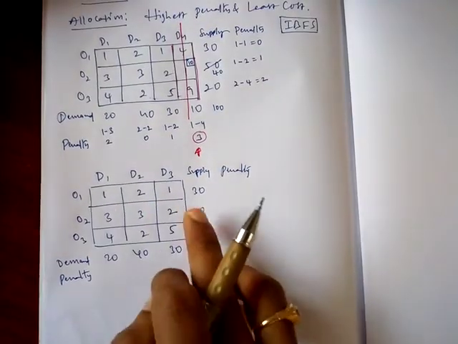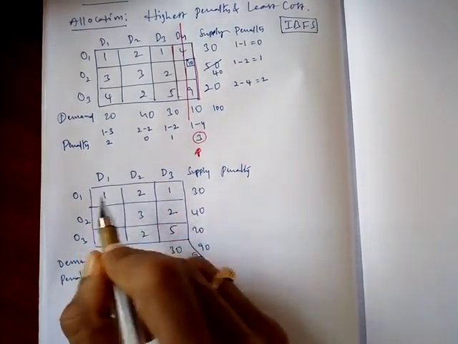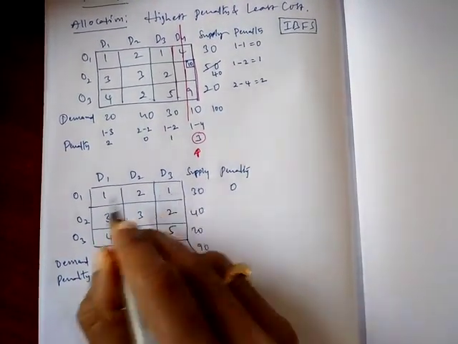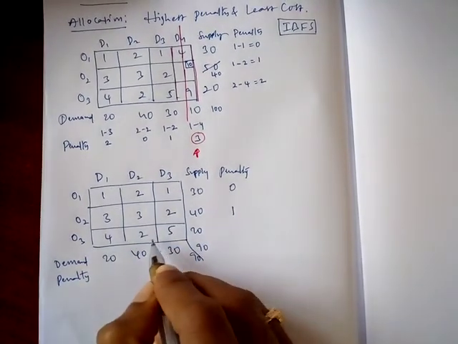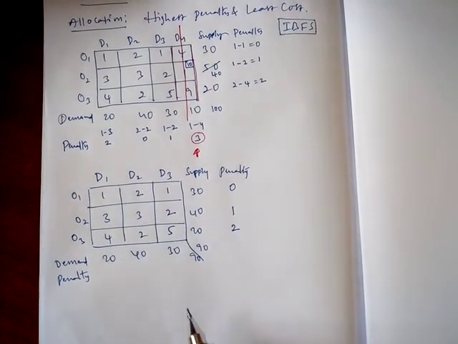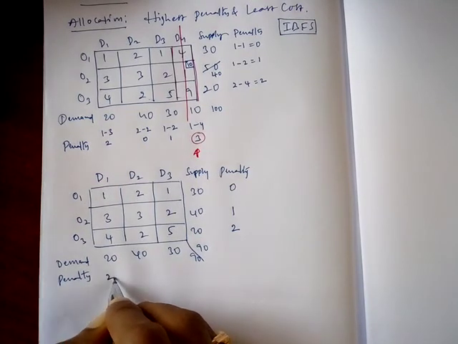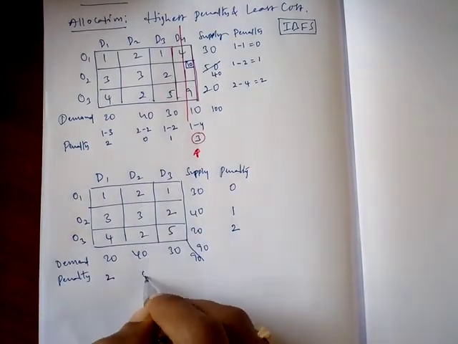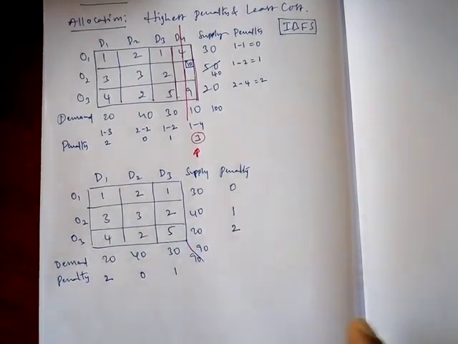So students, this is the next iteration. Here let us find out the penalty again. 1 minus 1 is 0. Least minus next least: the least is 2 and the next least is 3, so 1. Then 2 minus 4 is 2, next 1 minus 3 is 2, next 2 minus 2 is 0, and 2 minus 1 is 1. So these are the penalties, and these are the supply and demand.